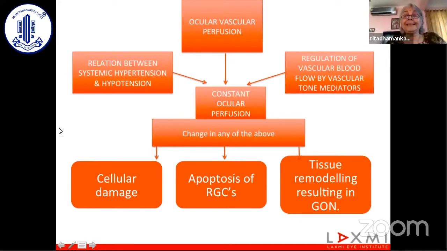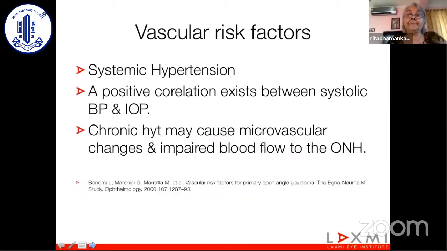Now you have to know that there is something which is known as a constant ocular perfusion. And what is this constant ocular perfusion dominated by? So there is a definite systemic relation between the systemic hypertension and hypotension. There is a regulation of the vascular blood flow by vascular tone mediators and the intraocular pressure. Changes in any of these can result in a cellular damage, in apoptosis of the retinal ganglion cells, and tissue remodeling, resulting in glaucomatous optic neuropathy.